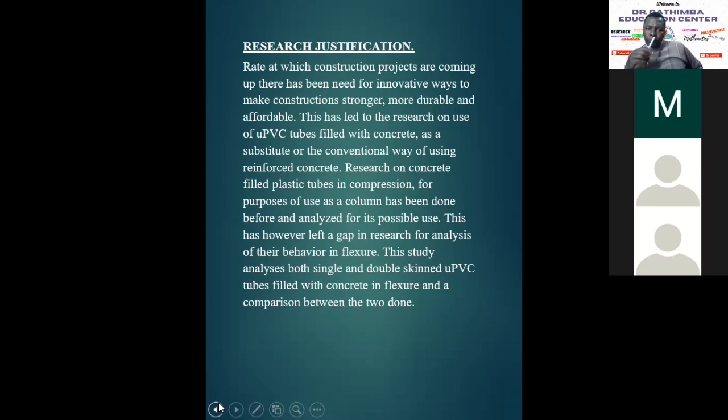the concrete filled plastic tubes, the analysis has been done in compression, and we felt that there was a gap that the previous researchers never checked on the flexure. So we thought it as a gap that we could find out, analyze it, and give a comparison between the two, that is the single skinned and the double skinned UPVC tubes filled with concrete.